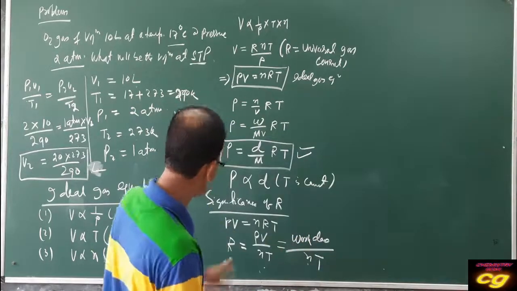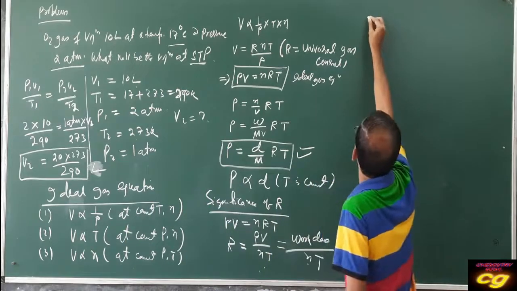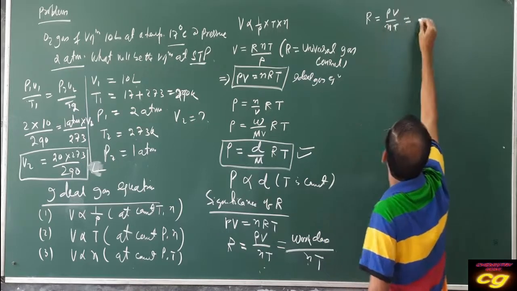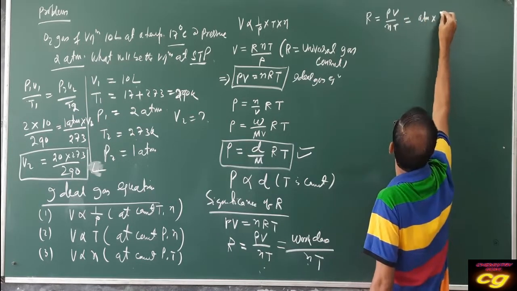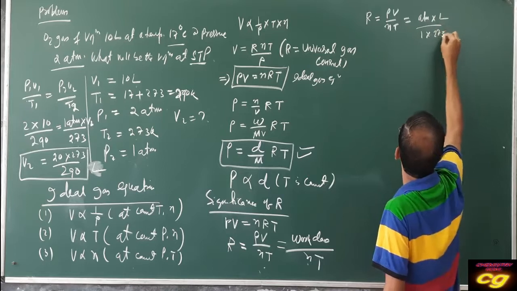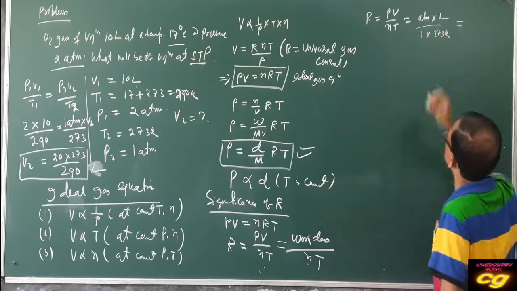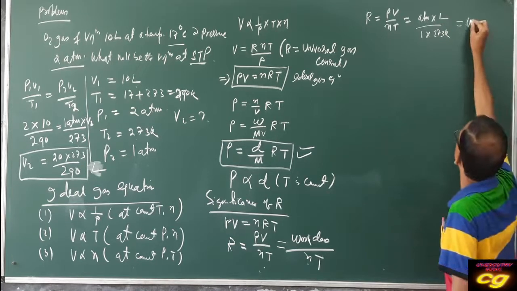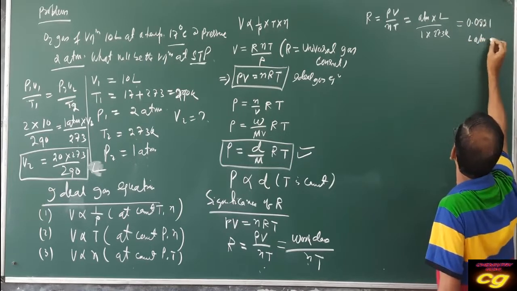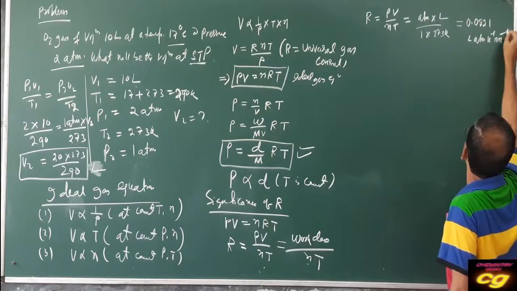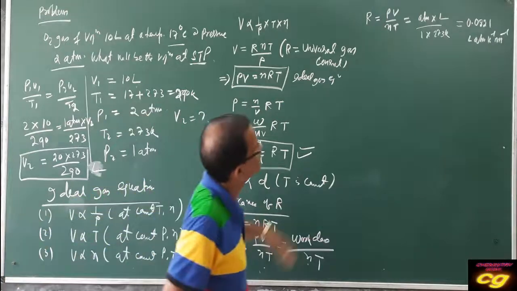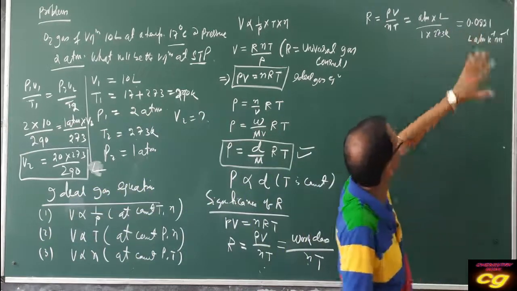So what is the unit of R? You can derive it like this. R is equal to PV by nT. If P is in atm and V in liters, then n will be 1 mole and T will be 273 Kelvin. If you put in these values, R will be 0.0821 liter atm per degree per mole. So this is the unit of R, very important. If R is in liter atmosphere, the value will be 0.0821.